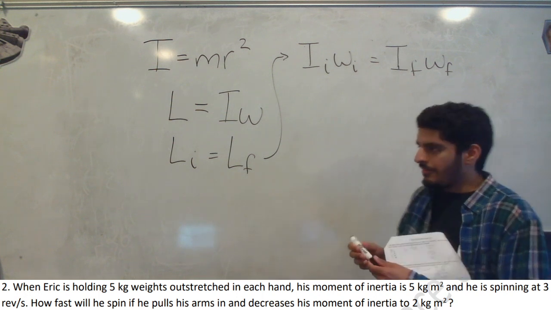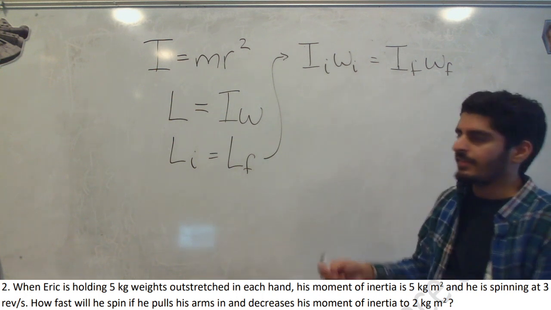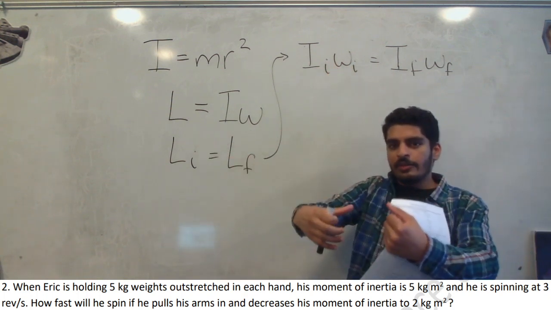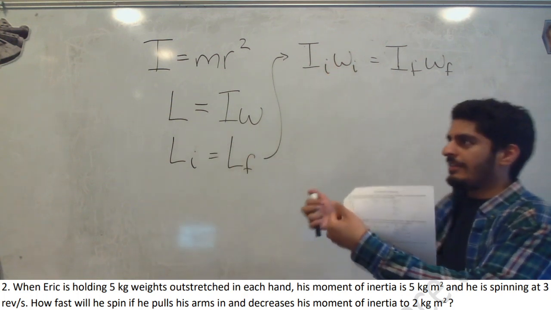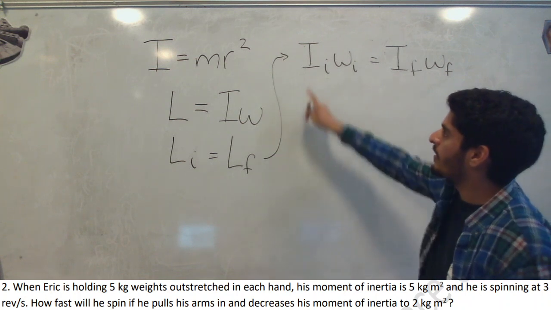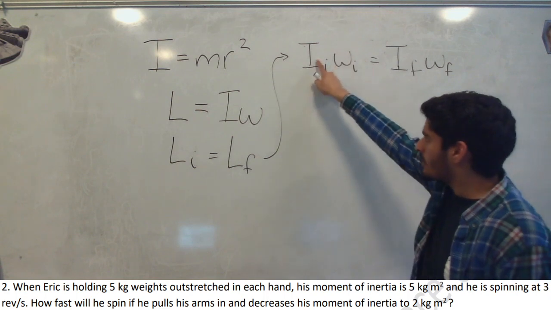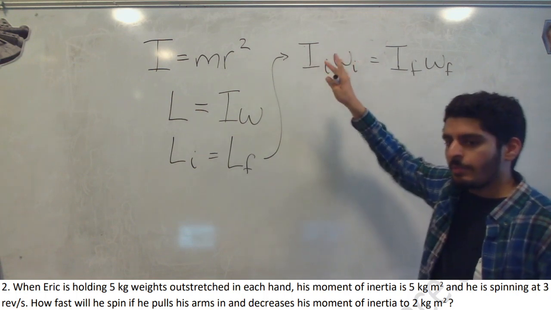And this isn't just a physics skill, this is like a life skill. When you have two variables that are multiplying together, it's an inverted proportion, which means that if one of them increases, the other one has to decrease. If one of them decreases, the other one has to increase in order to balance it out.